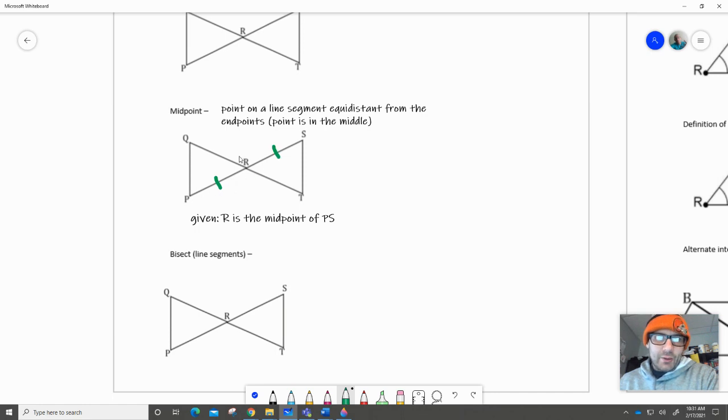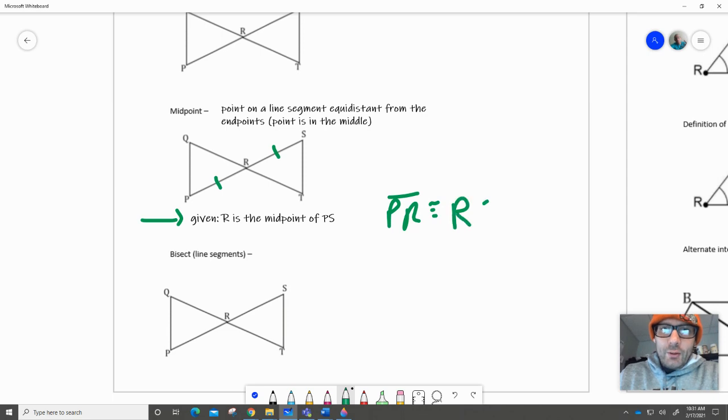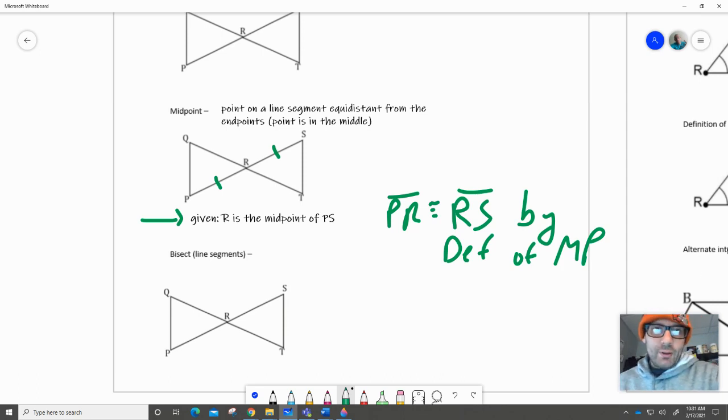PR and RS are congruent to each other. So in context of that, given this information, we could say segment PR is congruent to segment RS by the definition of midpoint. By the definition of midpoint, they tell us that R is a midpoint, so PR is equal to RS. PR is congruent to RS because that's what a midpoint does.